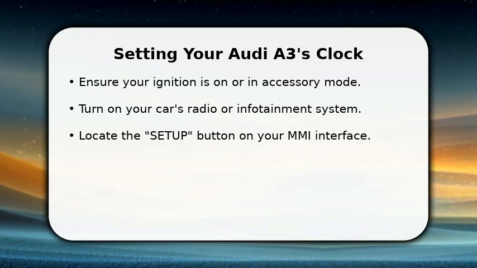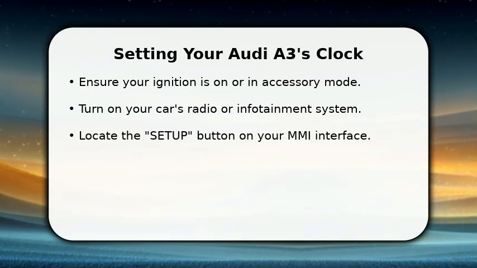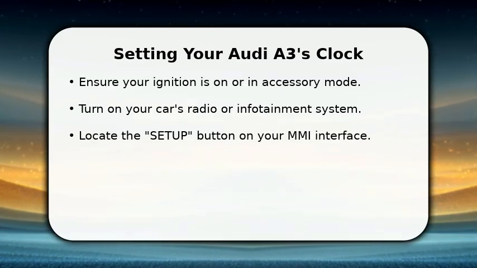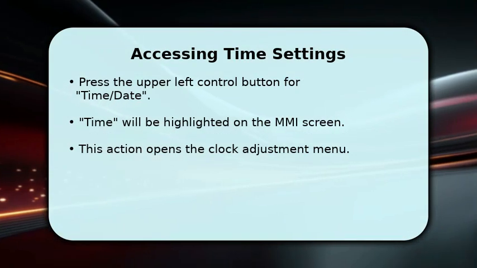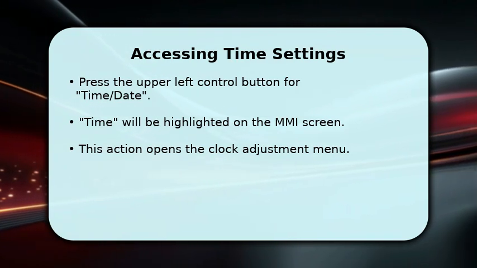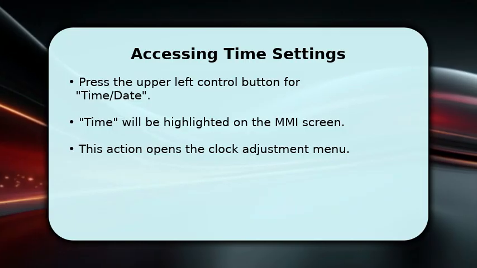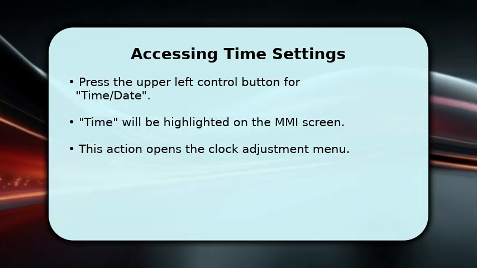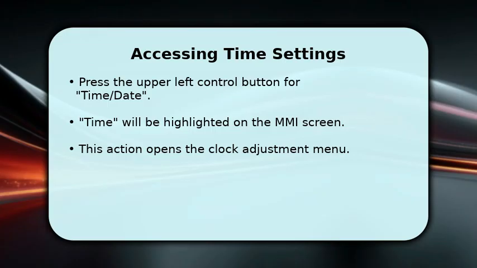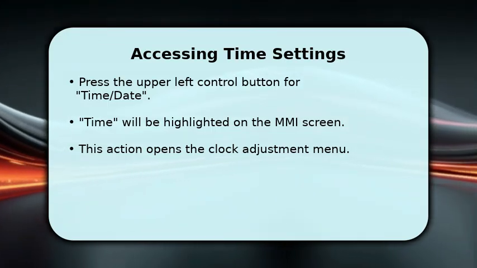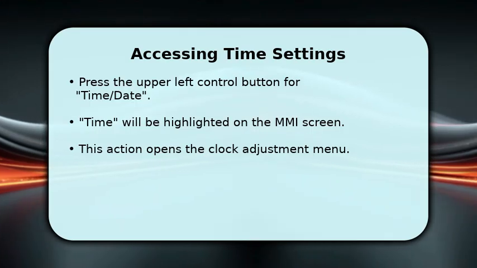Then, find the Setup button, typically located in the lower right corner of your MMI interface, and press it to begin. Once you've pressed Setup, look at your MMI screen. You'll see options displayed. Press the upper left control button that corresponds to time/date on the screen. This action will highlight time, indicating you are now in the correct menu to make adjustments to your vehicle's clock.